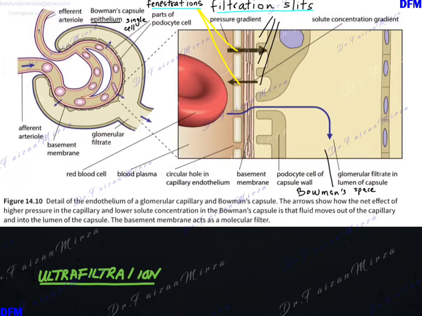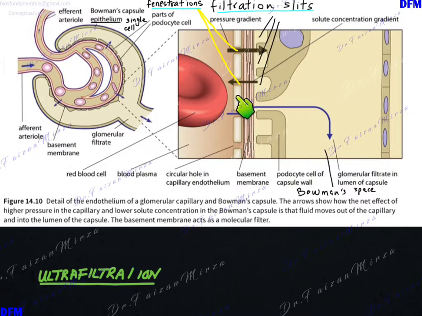Now, if we magnify this region where the visceral lining of the Bowman's capsule comes in close proximity to the glomerular network or the capillary, we see this is the magnified version. This is the inside of the glomerulus. This is the red blood cell. This is the plasma, so everything dissolved in the blood plasma will be present here. These are the cells that make up the capillary wall. We know that capillaries are designed for exchange.